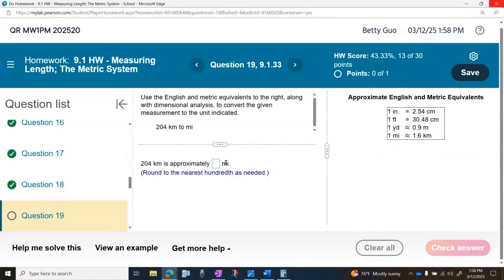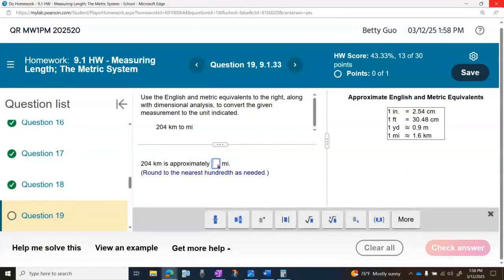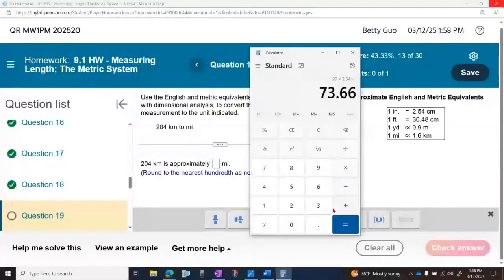Mile is a bigger unit, so we need a smaller number here. The number we start with is 204. Again, we are looking for a smaller number, so we have to divide by 1.6. We either multiply or divide by the factor. We never plus or minus, okay guys? If you multiply, you will have a bigger number. That's not what we want. We want a smaller number because mile is a bigger unit. So we have to divide by 1.6.